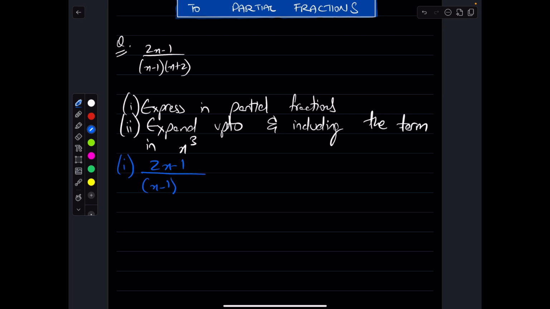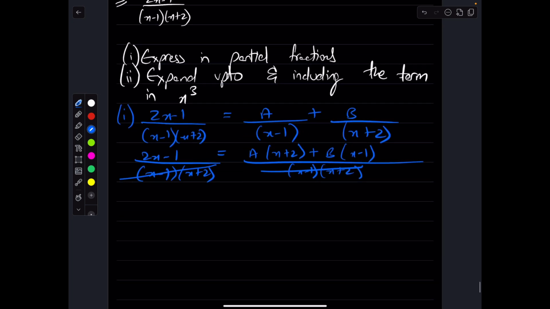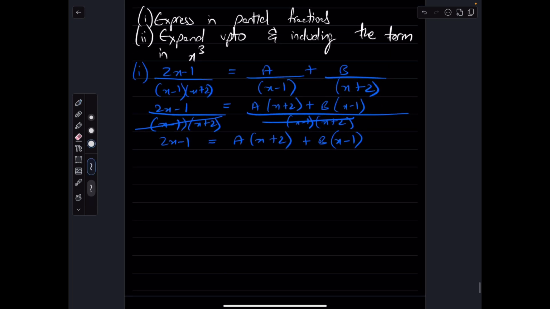This is what we have, and this is equal to A over x minus 1 plus B over x plus 2, as we learned in partial fractions. So 2x minus 1 over x minus 1, x plus 2. We'll cross multiply, and the denominators cancel out, and we are left with 2x minus 1 equals A(x plus 2) plus B(x minus 1). We'll use the cover-up method, which is easier than the comparing coefficient method for partial fractions.